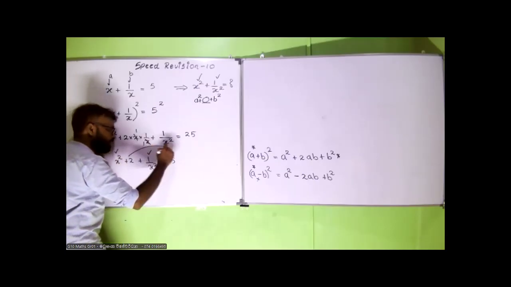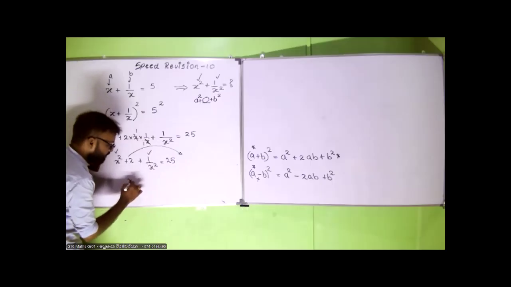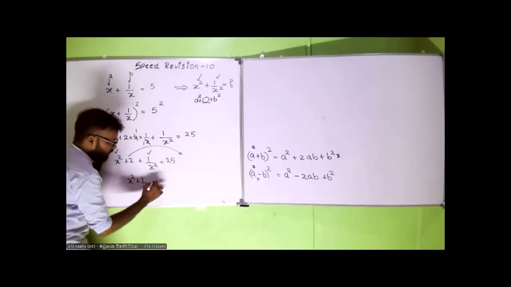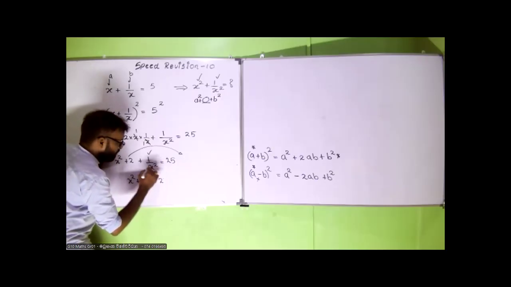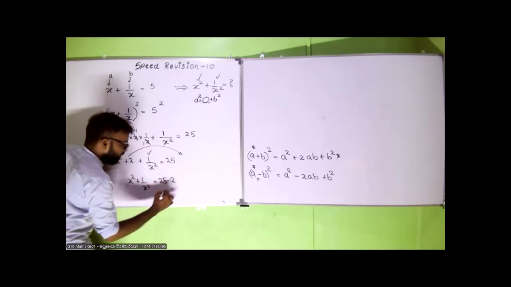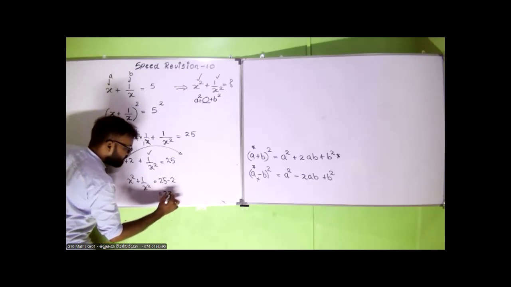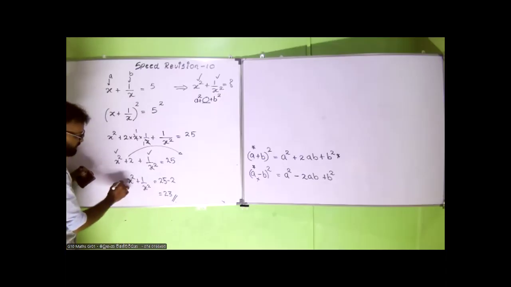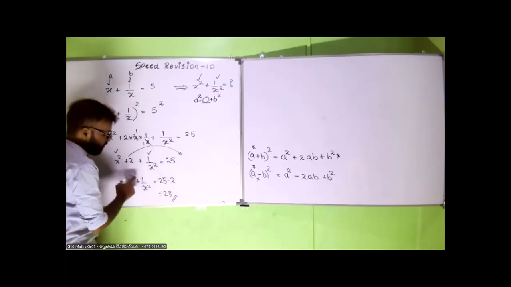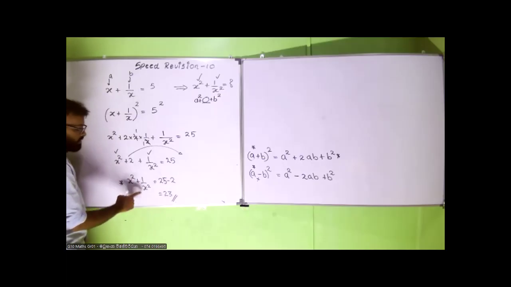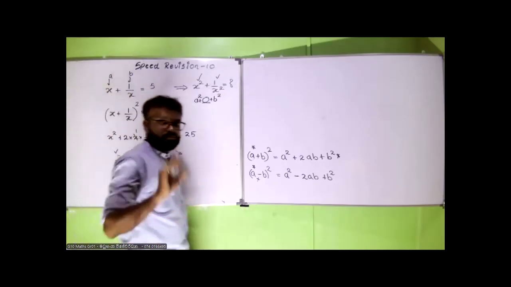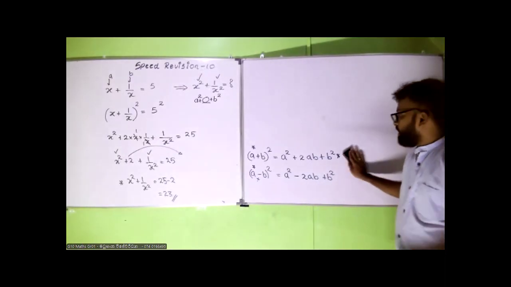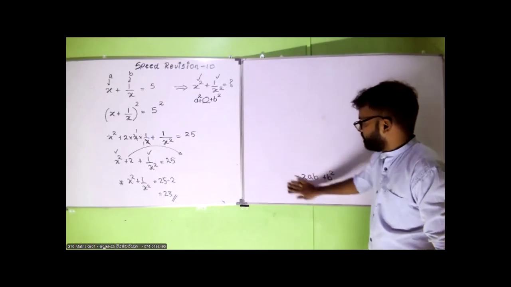You can directly take it to your right hand side by negating it. So x to the power 2, 1 upon x to the power 2, 25 minus 2 will give you 23. Yes, Dasindu's answer is correct. So the value of x squared plus 1 over x squared is equal to 23. That is how we are going to do it.